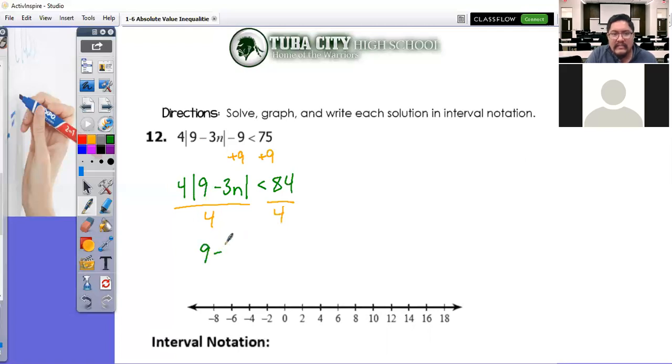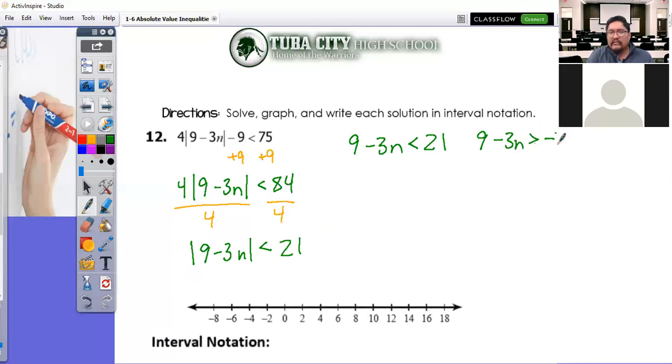And let's see if this is isolated. And 84 divided by 4, I'm pretty sure this is 21, because 8 divided by 4 is 2, 4 divided by 4 is 1, so 21. Now, let's go ahead and break it into two cases. So keep it and switch, switch, switch.